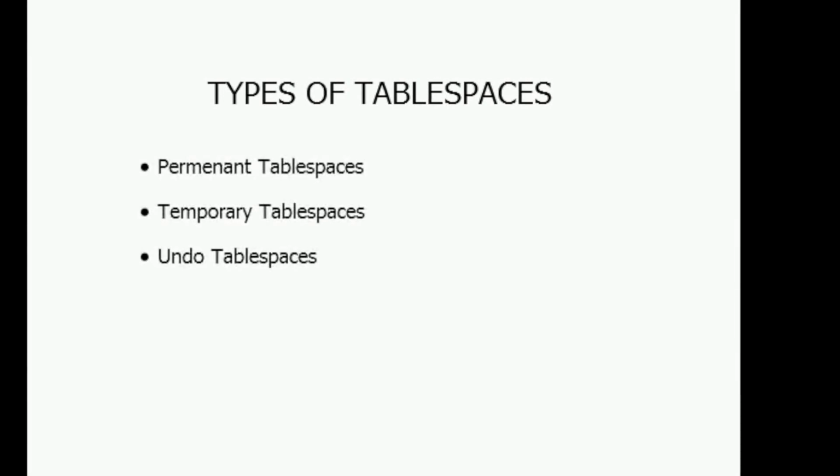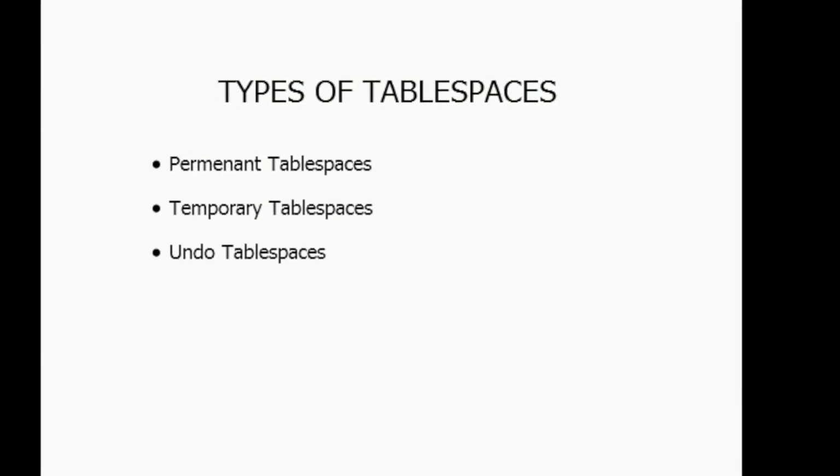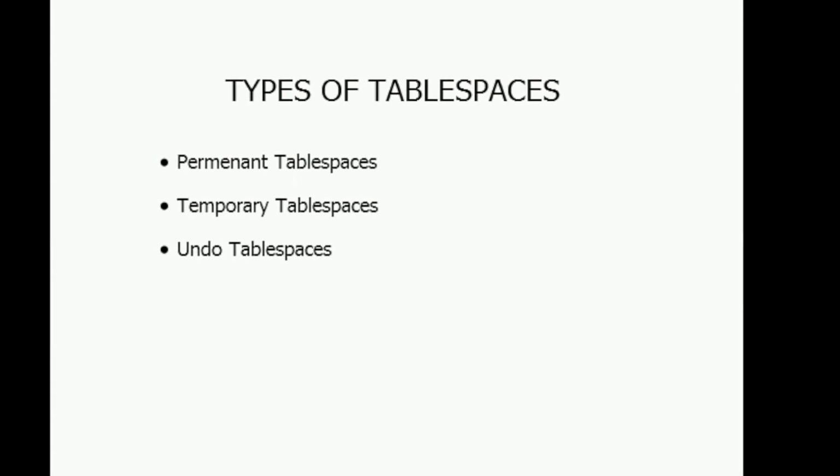We can divide tablespaces into three types: permanent tablespaces, temporary tablespaces, undo tablespaces. Permanent tablespaces store data permanently. Data in permanent tablespaces is stored in data files.